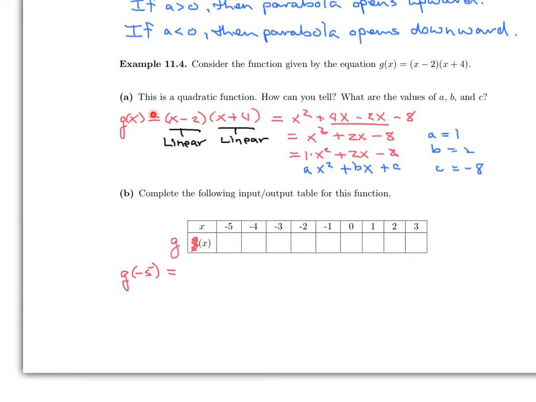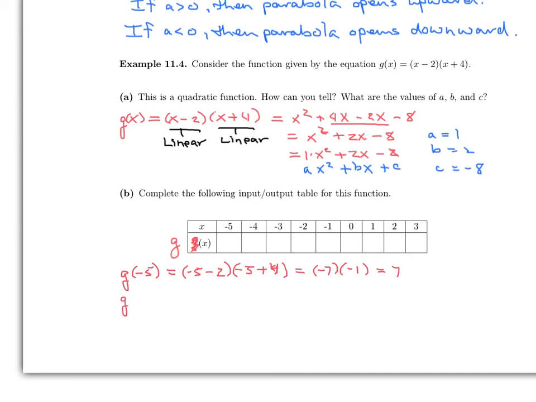If I use this version of the equation, then I would substitute negative 5 in as follows. It would be negative 5 minus 2, negative 5 plus 4. Now let's simplify. Negative 5 minus 2 is a negative 7. Negative 5 plus 4 is a negative 1. When you multiply, you arrive at an output of 7.